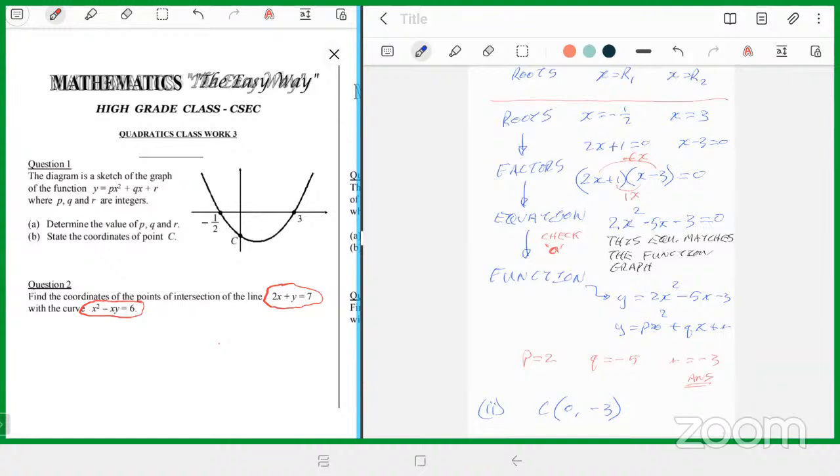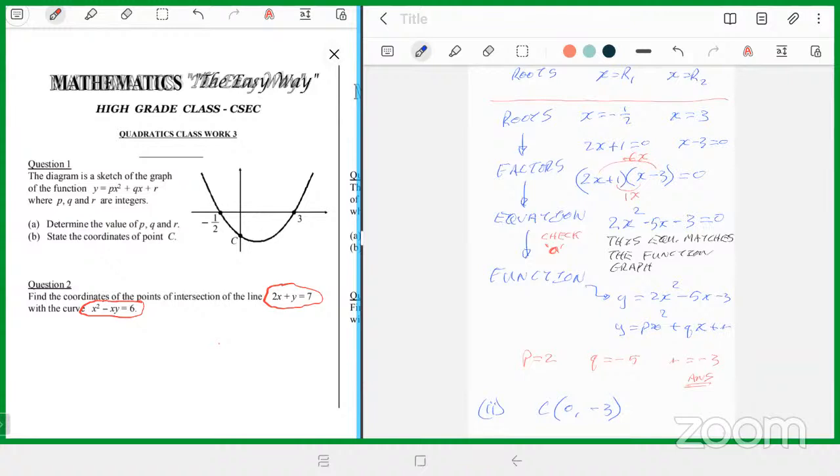Once you want to find the point of intersection of two graphs, a line and a curve, you have to solve the equations simultaneously. Remember, at the point where the line and the graph intersect, the x value is the same on the curve and on the line. The y value is the same at the curve and on the line. So at those points of intersection, the x and y coordinates are the same on the line and also on the curve. And that's why we can use an elimination method or a substitution method to do it.